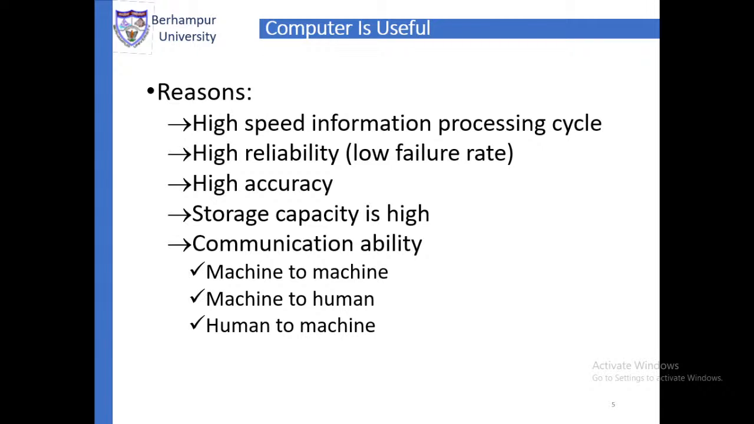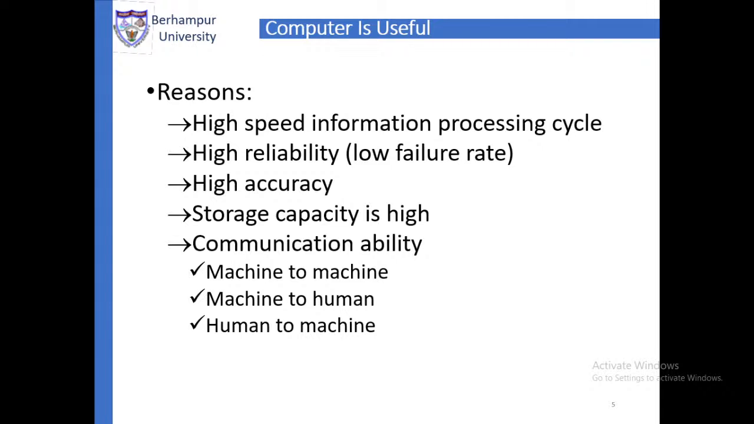Then the main strength is its communicating ability. So computers can communicate with computers, or computers can communicate with your mobile phones. Mobile phones can communicate with computers. So that is what is called machine-to-machine communication.